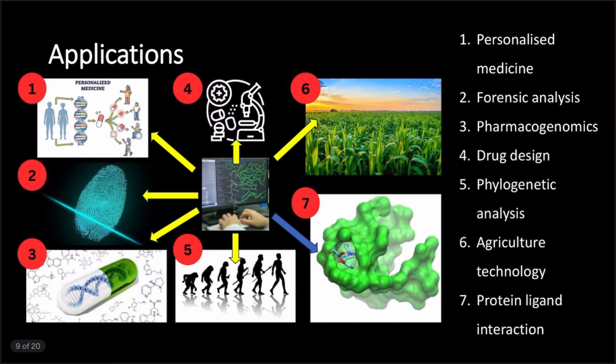Now coming to the applications of bioinformatics. So here you can see the several applications. So first we have personalized medicine, that is development of individualized medicine. Then we can use bioinformatics in forensic analysis, and in pharmacogenomics, that is the genetic variations which affect drug responses. Then we can use it in drug designing and drug discovery. Then we can use it in phylogenetic analysis, that is finding out the relationship between two different species which have a common ancestor.